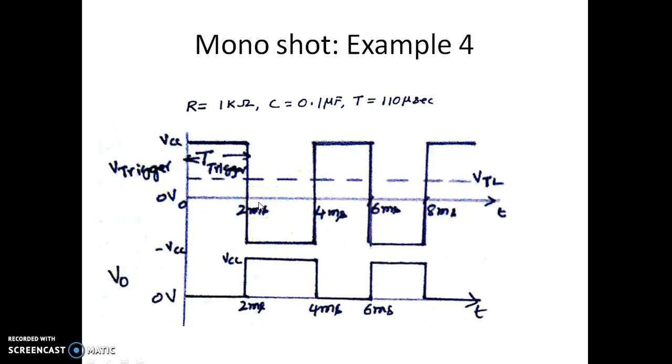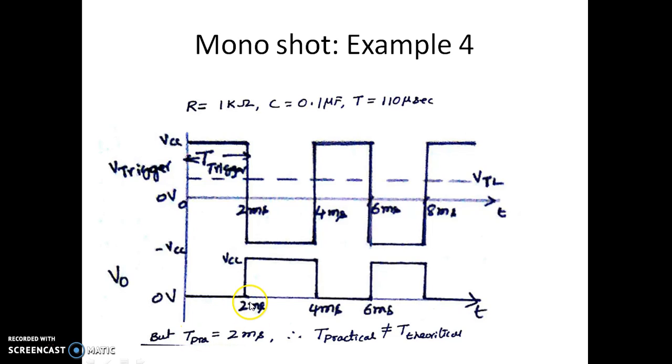So as we saw in the first example, as long as the trigger signal is less than VTL, the output is at high state, irrespective of whether your capacitor is charged to VTH or not. So you can see now it is still at high state because your trigger signal is at a voltage less than VTL.